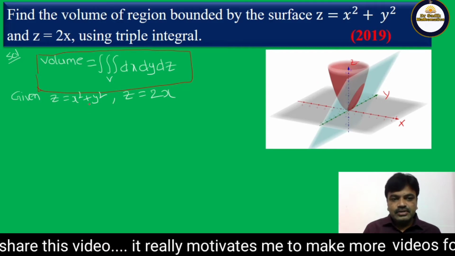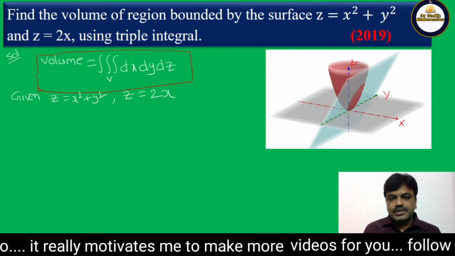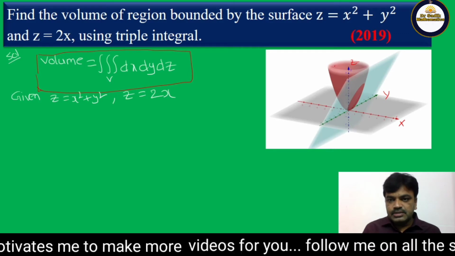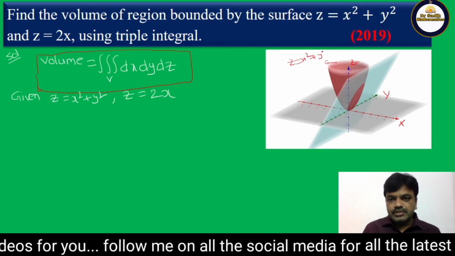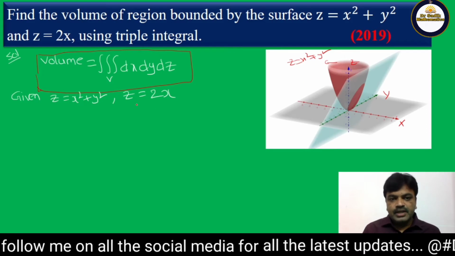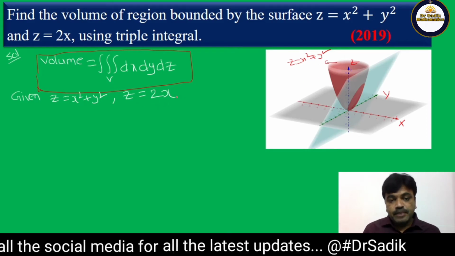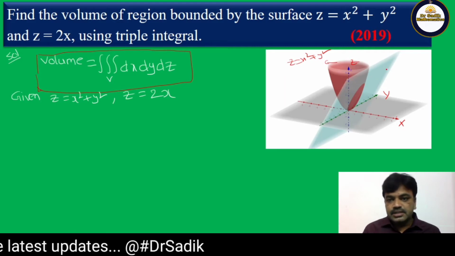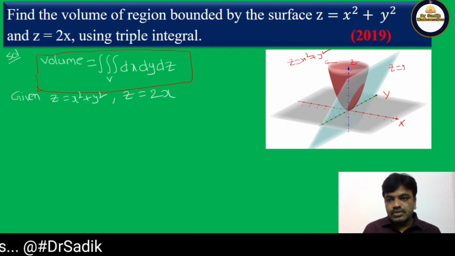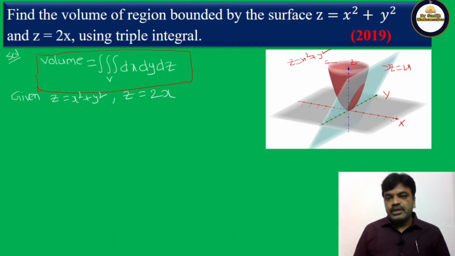z equals x square plus y square represents a paraboloid, friends. And z equals 2x represents a plane. It cuts the paraboloid. This plane is z equals 2x. Now, it says the region is bounded by the surface and this plane.